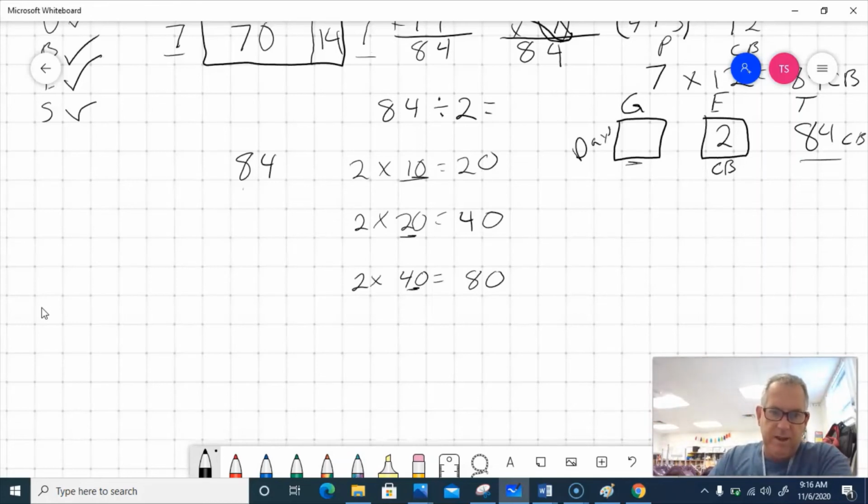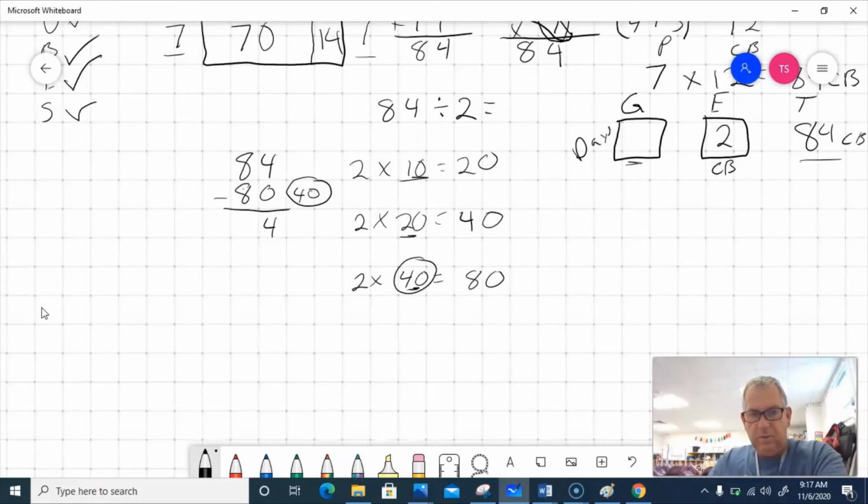So we'll go ahead and subtract 80 from 84, and that gives us 4. And that signified 40 groups. So we know it's going to take at least 40 days to sell those candy bars.